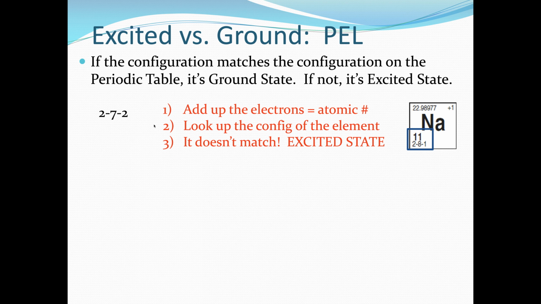Well, what's so excited about it? Well, normally there'd be 8 electrons in the second energy level. One of them has been excited to the third energy level. When it falls back down, it will give off light.